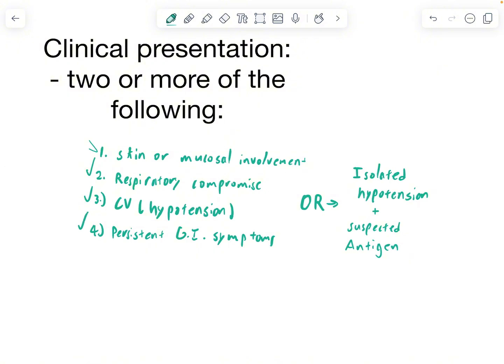Interesting one here I didn't know about before I researched this, but persistent GI symptoms, or it can be isolated hypotension plus a suspected antigen. So for example, this patient's hypotensive and they just ate peanuts for the first time. So here's the two criteria. You need two or more of the following on this side, or this alone, the isolated hypotension and the suspected antigen. That is your definition there for anaphylactic shock.